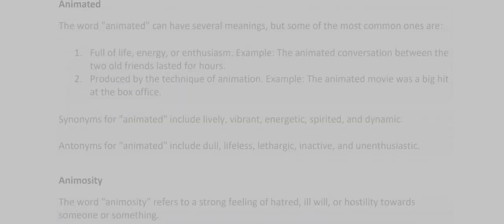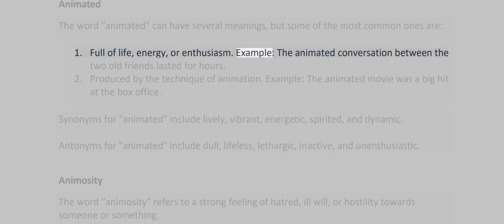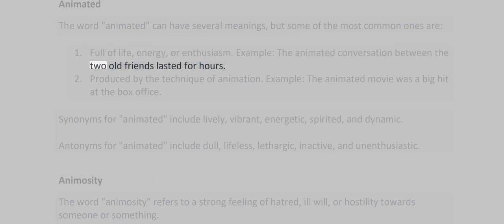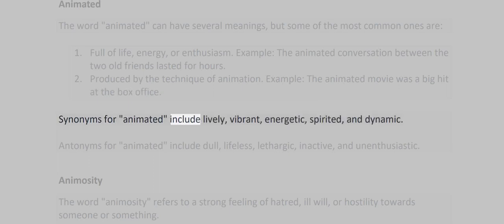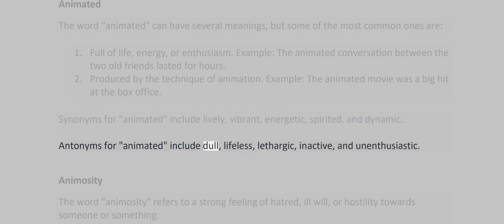Animated. The word animated can have several meanings, but some of the most common ones are: 1. Full of life, energy, or enthusiasm. Example: The animated conversation between the two old friends lasted for hours. 2. Produced by the technique of animation. Example: The animated movie was a big hit at the box office. Synonyms for animated include lively, vibrant, energetic, spirited, and dynamic. Antonyms for animated include dull, lifeless, lethargic, inactive, and unenthusiastic.